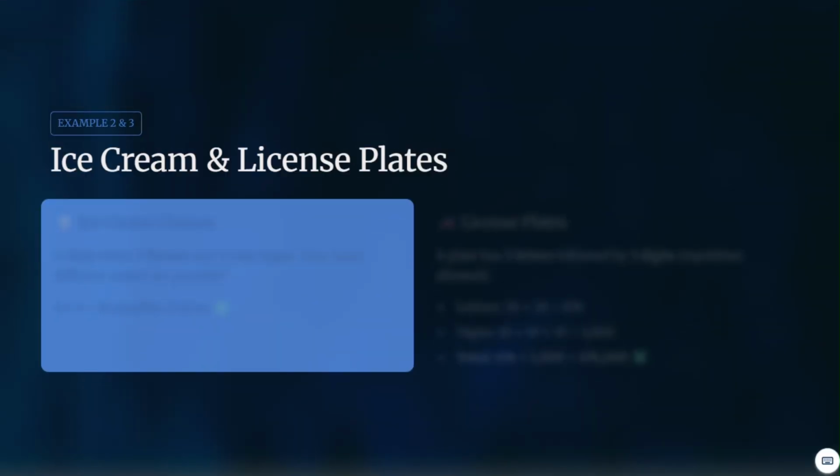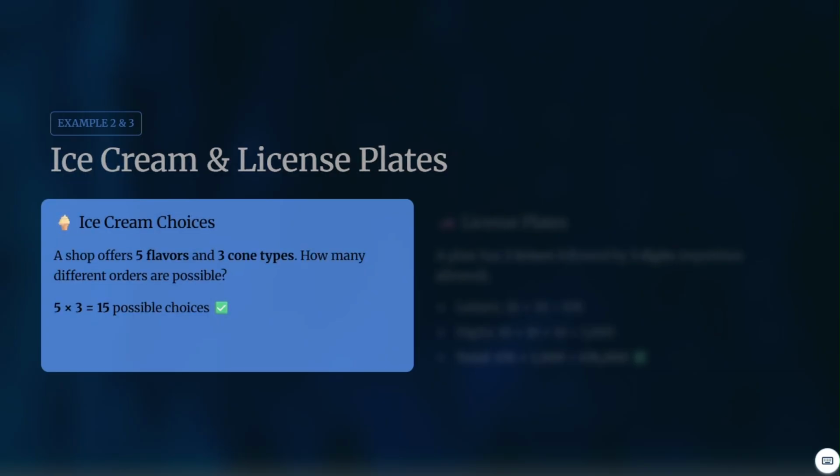Or for this next example, a shop offers 5 flavors and 3 cone types. How many different orders are possible? You'll simply do 5 times 3, which would make 15 possible choices.